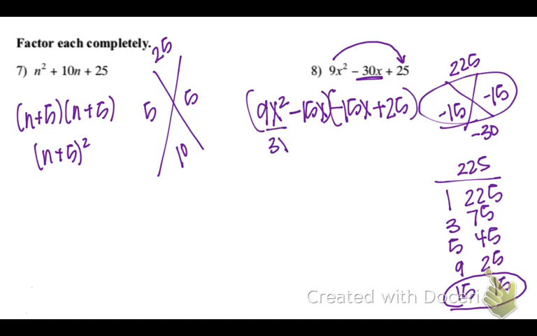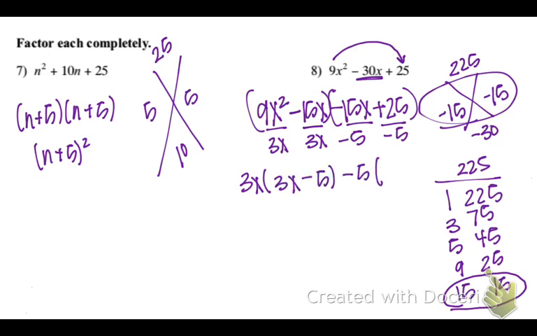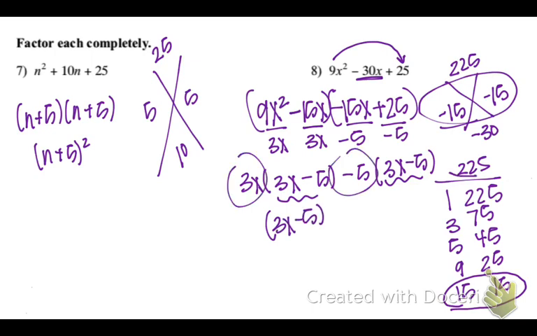Between these two, I can take out a 3x. Between these ones, I could take out a negative 5. So then I have 3x, and then 3x minus 5. And same thing here, 3x minus 5. So this is one of our factors, 3x minus 5. This is our other, 3x minus 5. So this will be 3x minus 5 squared.